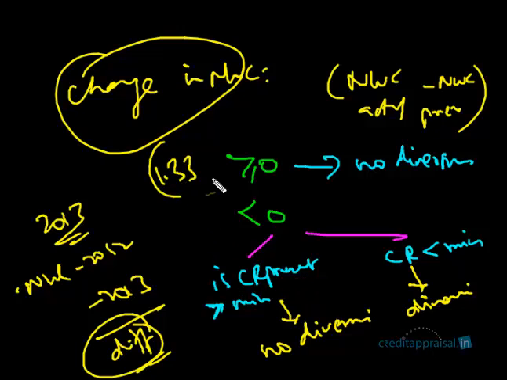Say, for example, the current ratio is 1.33 as per your bank norms. You got 1.4, and the change in NWC was negative. NWC has decreased compared to the previous year. But even in spite of that, the current ratio is above the minimum norm. So don't say there is diversion of funds. That's okay, the company is just shedding some excess inventory. But if the current ratio is less than the minimum norm, then there is definitely diversion of funds. So this is the methodology you have to follow to check whether there is diversion of funds or not.